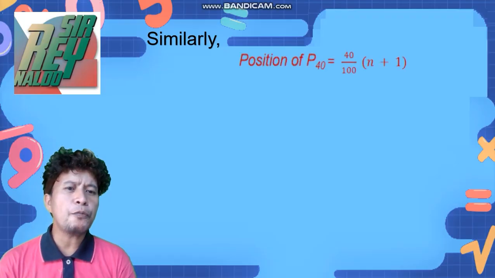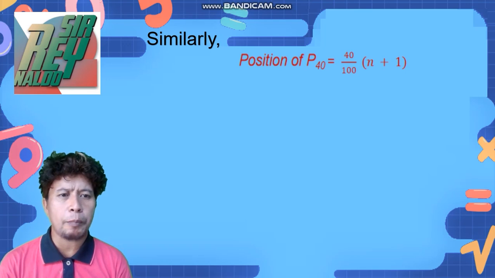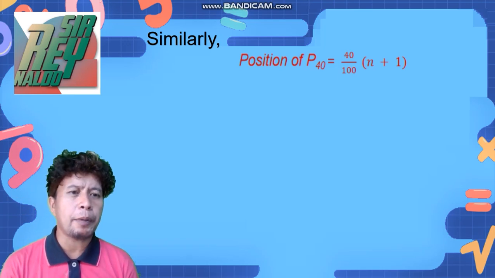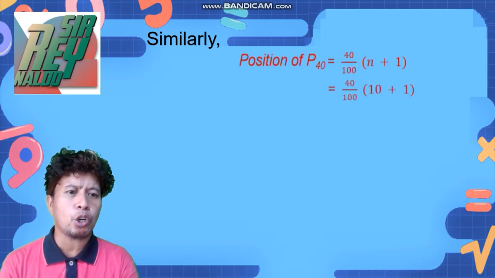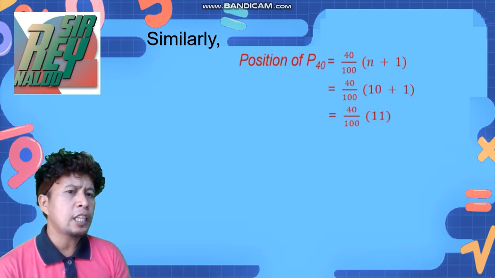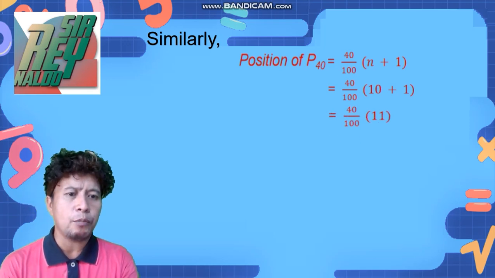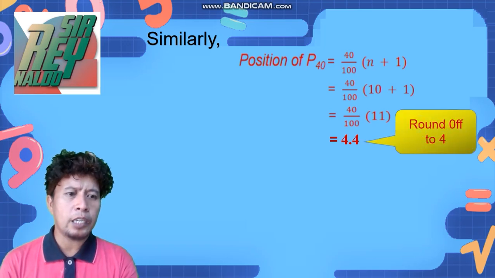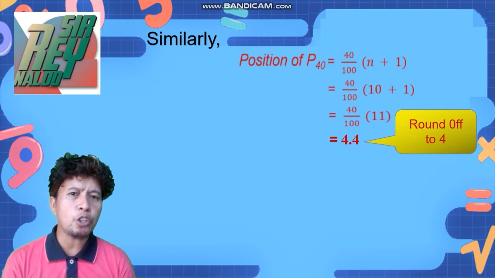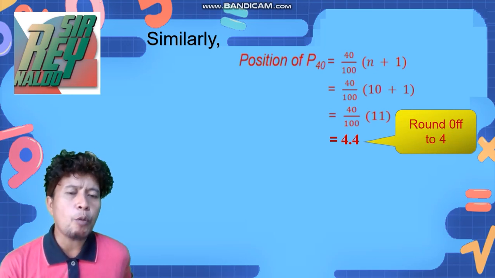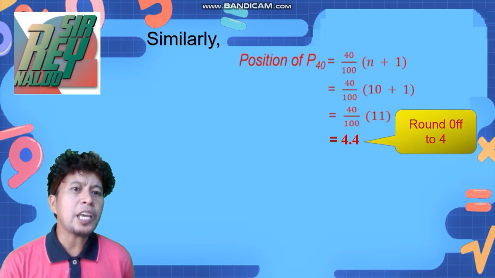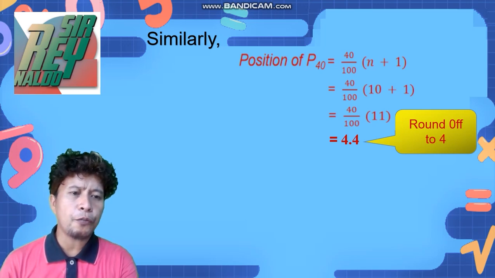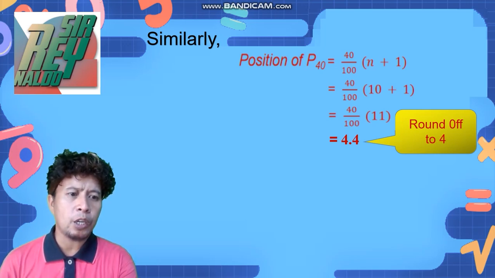Similarly, the position of P40 or the 40th percentile is equivalent to 40 over 100. Bakit 100? Kasi percentile na tayo ngayon. Multiplied by the quantity n plus 1. By substitution, we have 10 plus 1 and 10 plus 1 is equal to 11 and finally we have 4.4 also. And that is subject for the rule in rounding off. So, ni-round off natin yung 4.4, magiging 4 na siya. Kung 4.5 siya at ni-round off natin, magiging 5 na siya. Pero dahil 4.4 siya, subject to the ruling of the rounding off of numbers, so we have 4.4 equals 4.